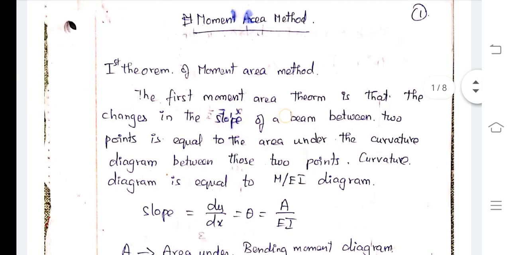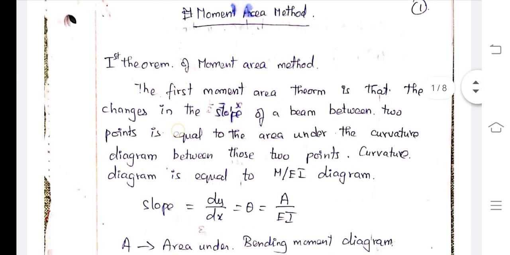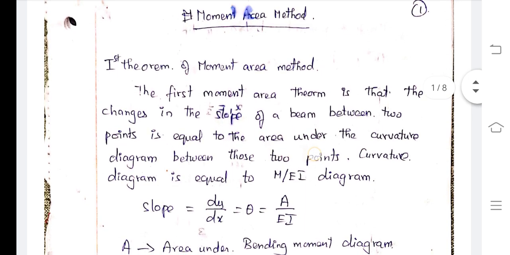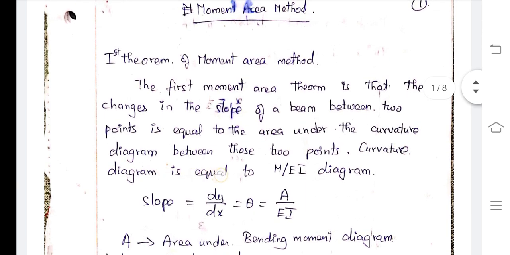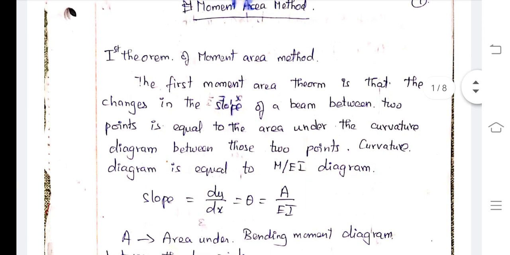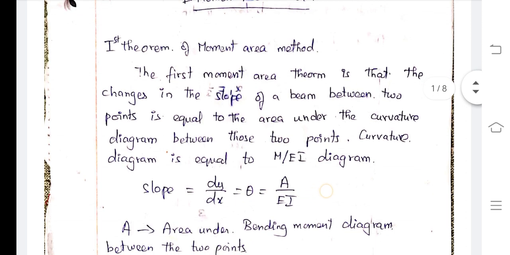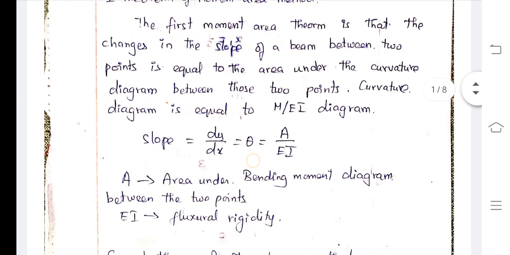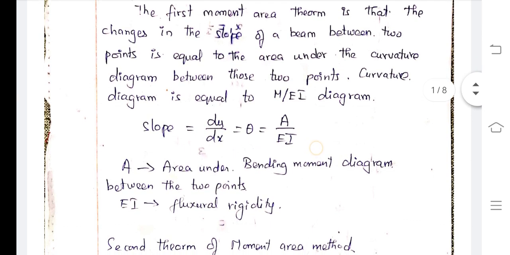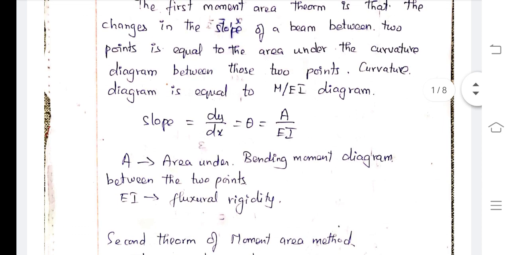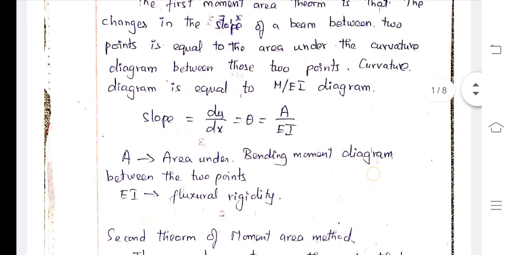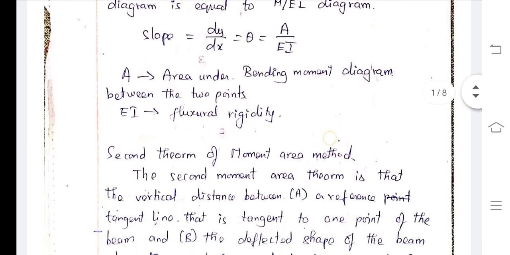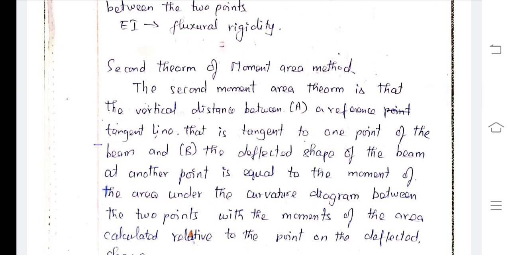The first moment area theorem is that the change in the slope of a beam between 2 points is equal to the area under the curvature diagram between these 2 points. Curvature diagram is equal to M by EI diagram. So slope, dy by dx, that is equal to theta, is nothing but A by EI, where A is the area under the bending moment diagram between the 2 points selected. EI is flexural rigidity. Then second theorem.